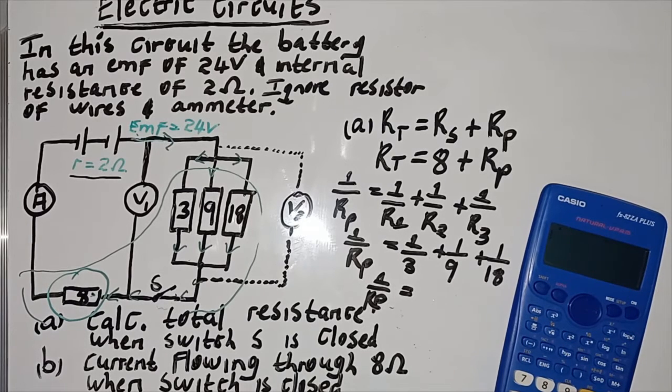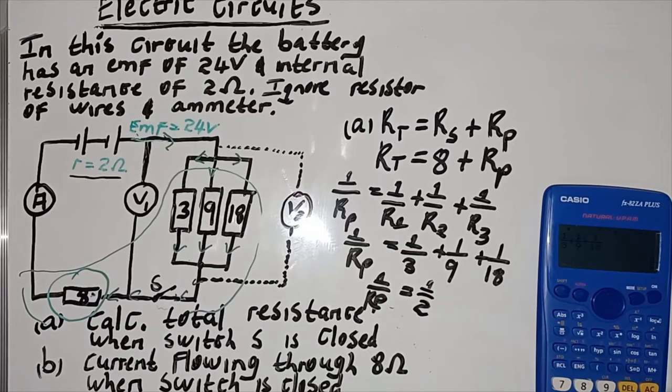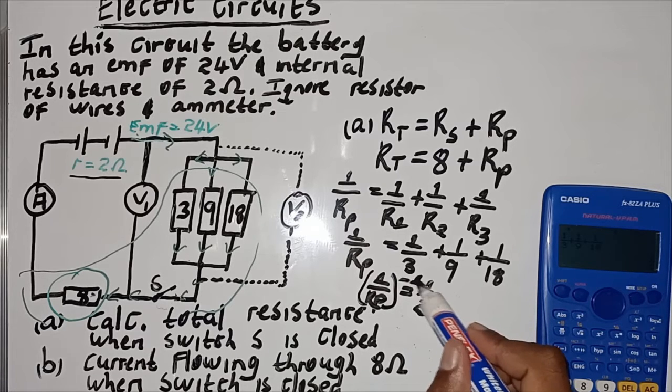I think it's 1 over 2. Let me confirm. 1 over 3 plus 1 over 9 plus 1 over 18. So we get, it's half. So we get 1 over 2. Since we want RP, we're going to introduce the power of minus 1, so RP is 2 ohms.